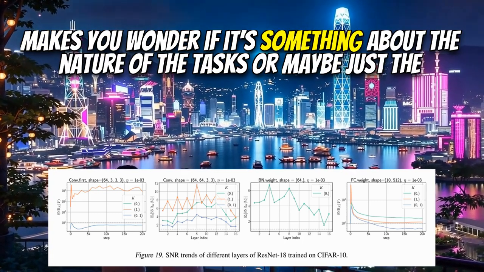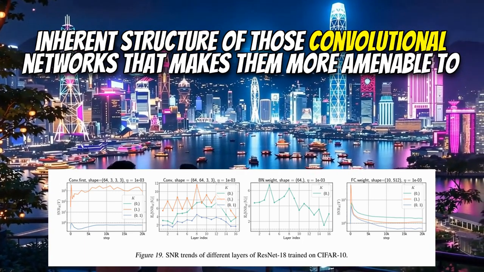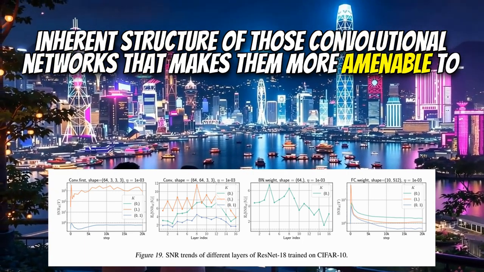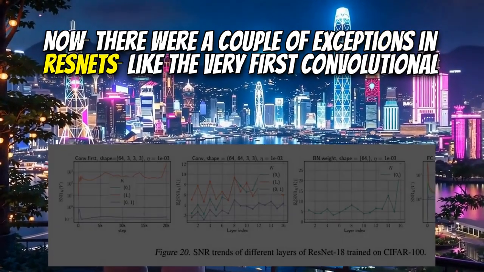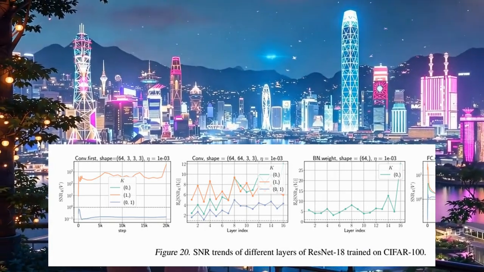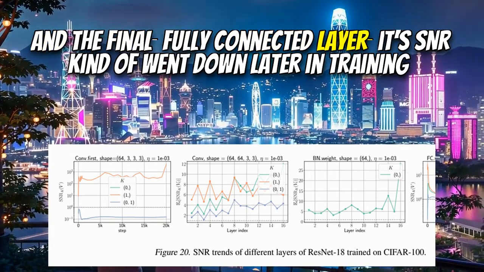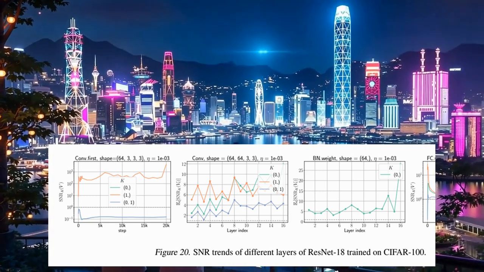It makes you wonder if it's something about the nature of the tasks or maybe just the inherent structure of those convolutional networks that makes them more amenable to compression. Yeah, definitely. Now, there were a couple of exceptions in ResNet, like the very first convolutional layer, that one resisted fan-out compression. And the final fully connected layer, its SNR kind of went down later in training. But overall, pretty compressible. Got it.